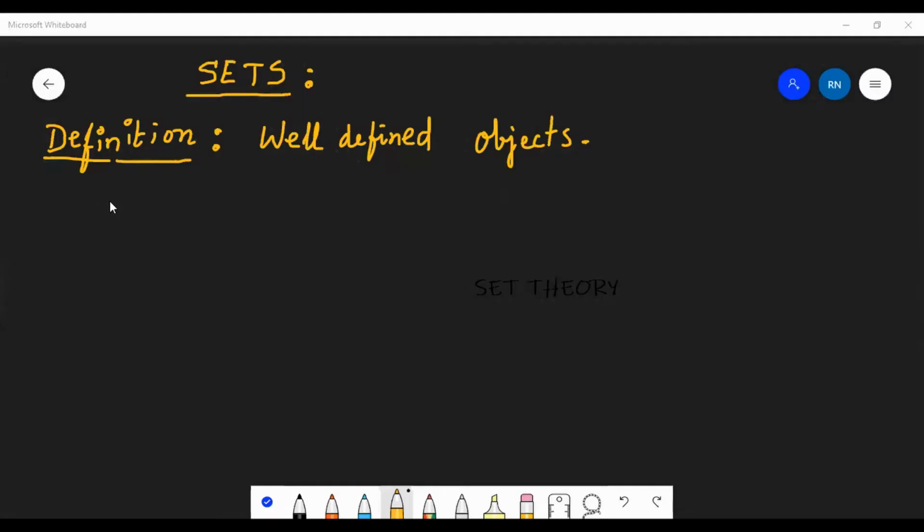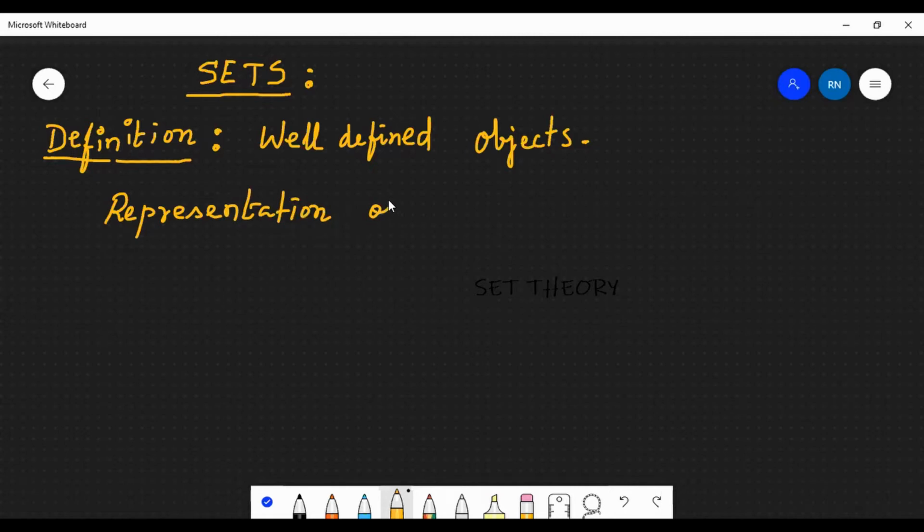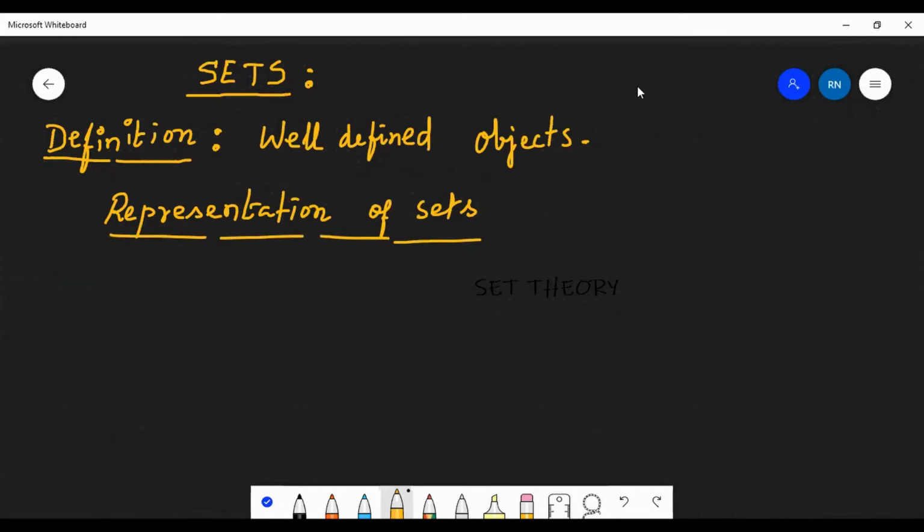Now make a subheading. How are we going to represent sets? Representation of sets. So the representations are broadly classified.